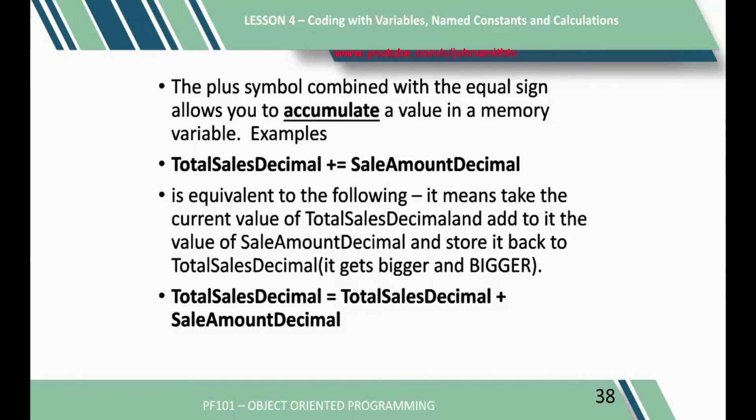The plus symbol combined with the equal sign allows you to accumulate a value in a memory variable. Example: totalSalesDecimal += saleAmountDecimal is equivalent to the following. It means take the current value of totalSalesDecimal and add to it the value of saleAmountDecimal and store it back to totalSalesDecimal. It gets bigger and bigger. totalSalesDecimal = totalSalesDecimal + saleAmountDecimal.